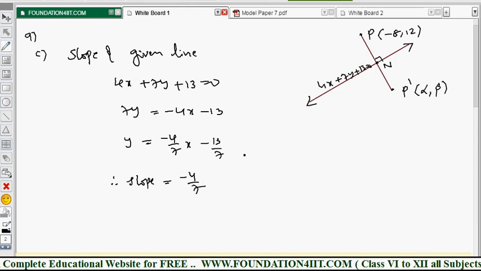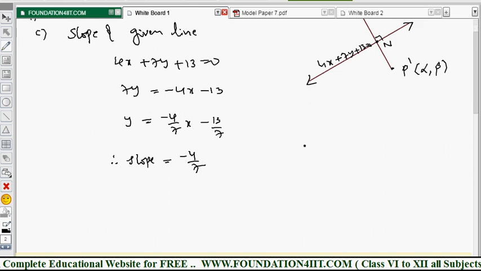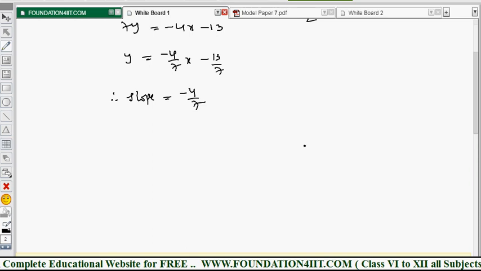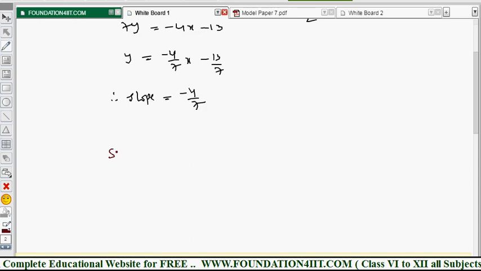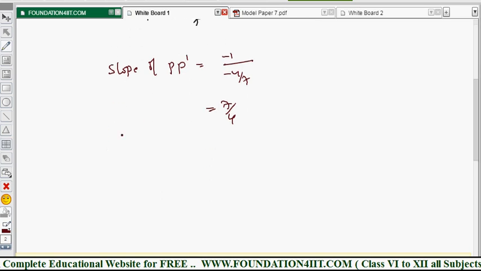The x coefficient, when it is in y = mx + c form, right? And the given line is perpendicular to PP dash. Then the slope of PP dash is -1 divided by -4/7, that is 7/4. Interchange and change the sign. So 7/4 is the slope of PP dash. Then we can find the equation.